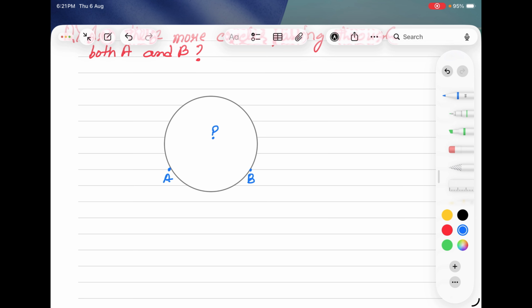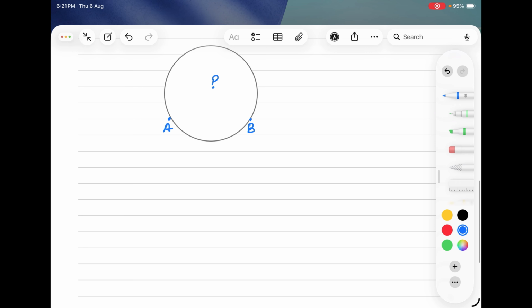We have seen that the perpendicular bisector of the line segment AB is the locus of the points equidistant from A and B. If you take a line segment AB and draw a perpendicular bisector on AB, all points on this perpendicular bisector are equidistant from A and B. You can draw more circles using these points as a center.